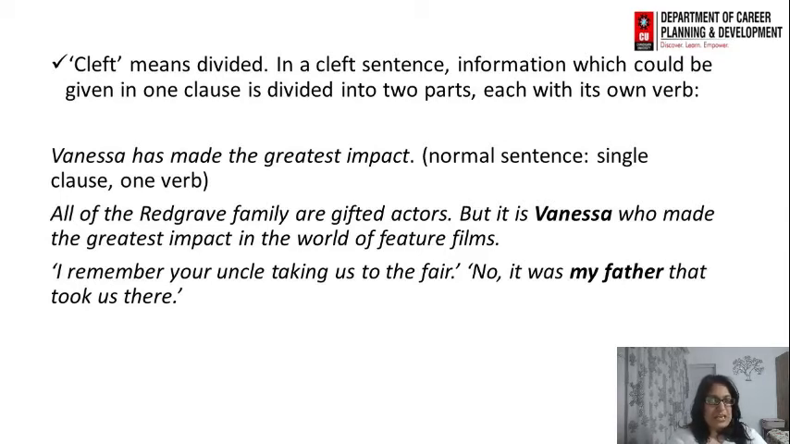Or another sentence: I remember your uncle taking us to the fair. No, it was my father that took us there. So my father is the one that is highlighted here.